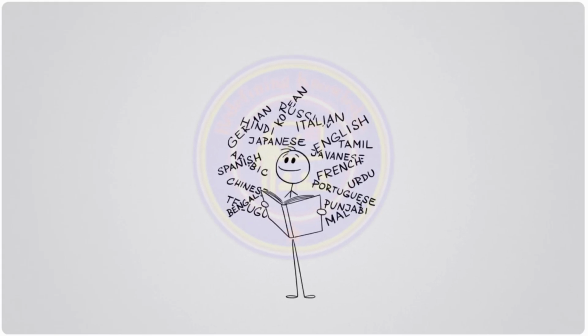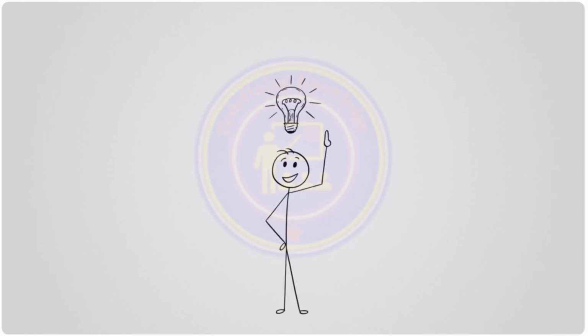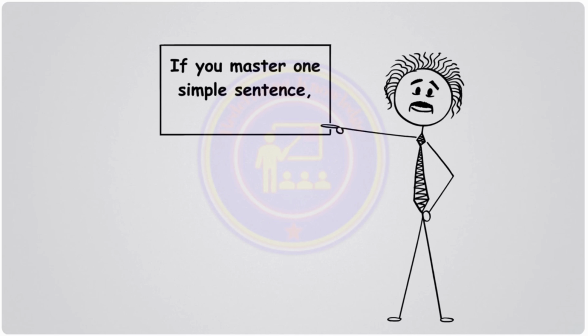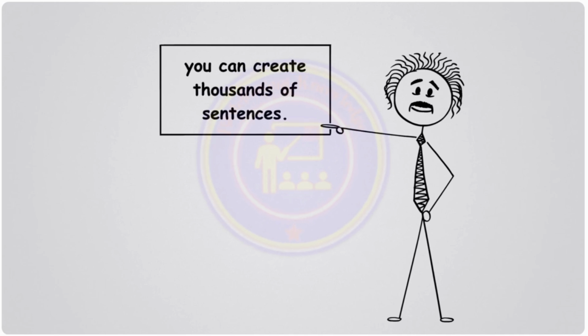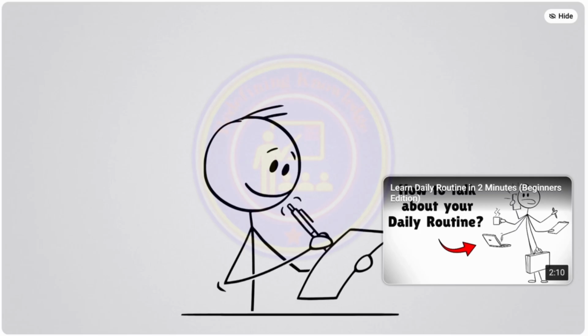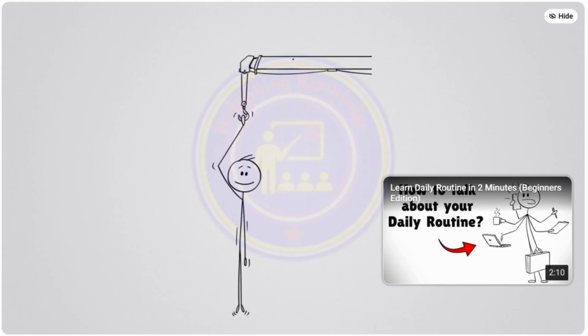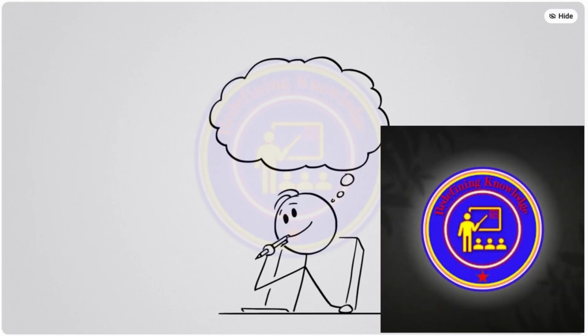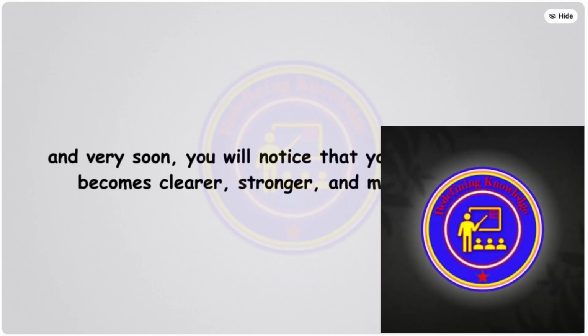So remember, English sentence building is not about memorizing grammar rules. It is about understanding patterns and adding information step by step. If you master one sentence, you can create thousands of sentences. If you learn how to add phrases, you can speak longer and more fluent English. Keep practicing short sentences first, and then slowly grow them into longer sentences. And very soon, you will notice that your spoken English becomes clearer, stronger, and more confident.